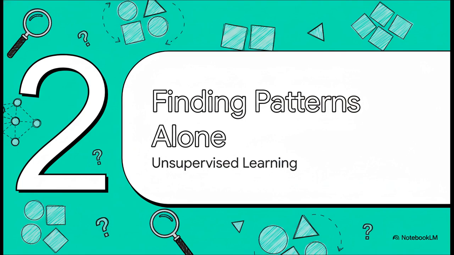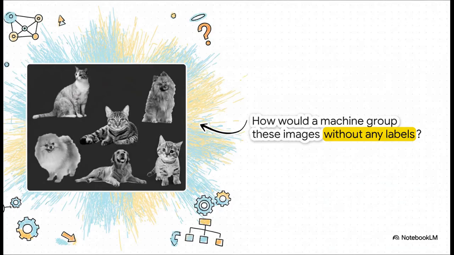but with zero instructions. Its job? Just find the patterns. So picture this. We give the algorithm a whole mess of animal photos, but this time, no labels, no cat tags, no dog tags. To the machine, it's all just a jumble of pixels. So what on earth is it supposed to do with that?